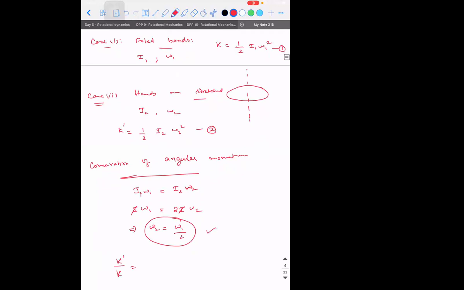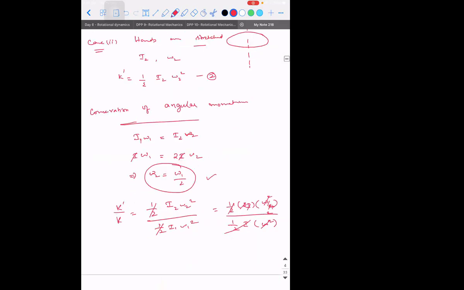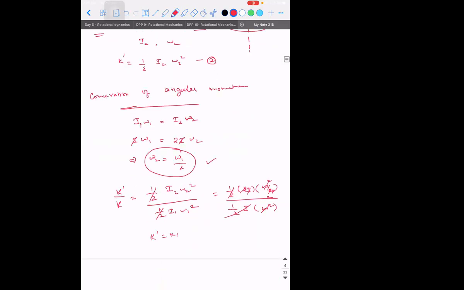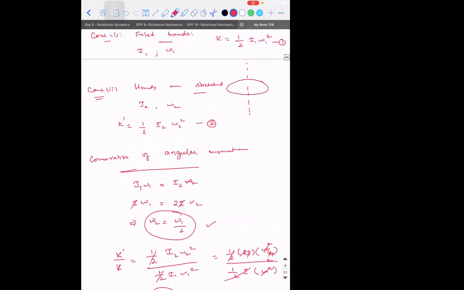K dash divided by K is equal to half into I2 omega 2 square divided by half into I1 omega 1 square. Half and half are gone. So half into I2 is how much? 2I. Yeah. What is omega 2? Omega 1 by 2. So I will take it as omega by 2 divided by half into I into omega square. This is omega square by 4. So half I are gone. Omega square, it is 1 by 2. So K dash will be equal to K by 2. Is there an option?